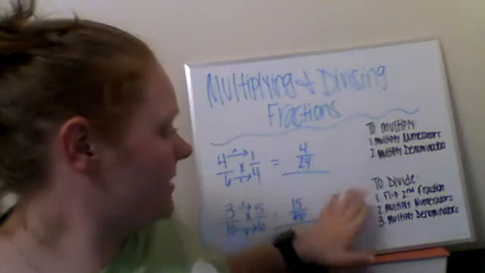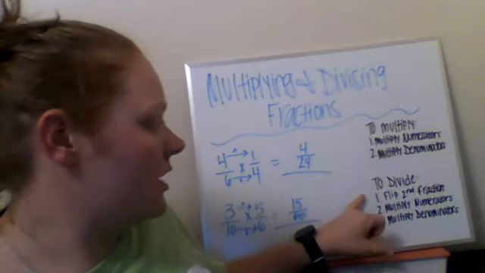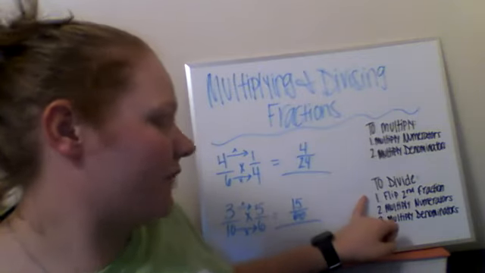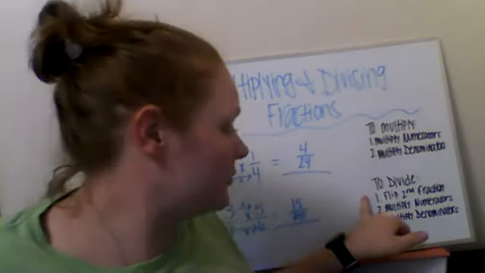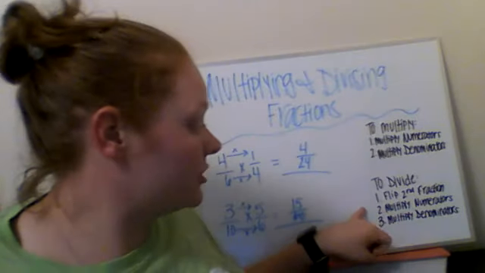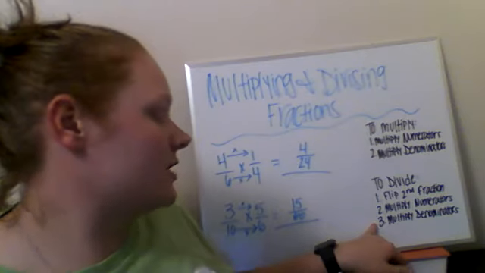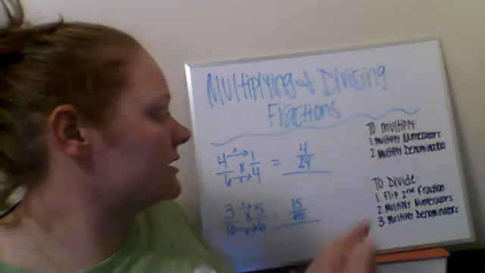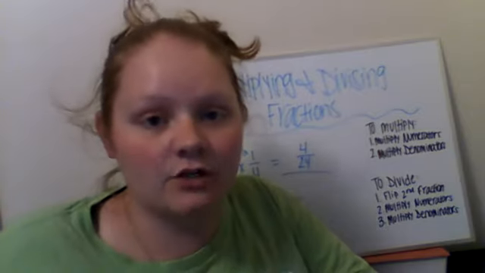If you look up here on my board, I have 3 rules this time. Rule number 1, flip the second fraction. Okay, that will make sense when I get into a couple examples here in a second. Rule number 2 is multiply the numerators. Rule number 3, multiply the denominators. So if you notice, the only difference when we divide fractions is that first rule.